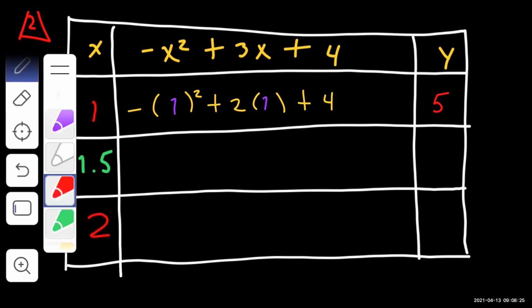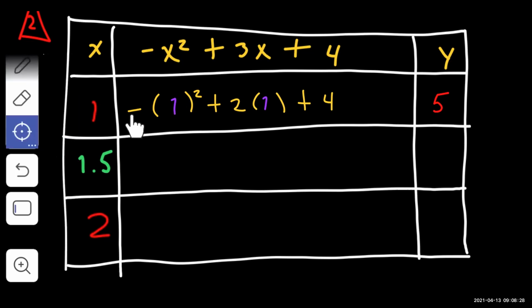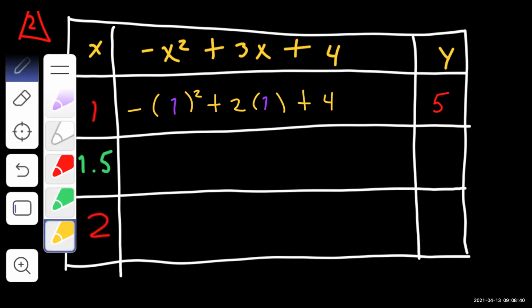Okay, it's 5. Because here, guys, you got negative 1 to the second power is 1. Okay, this is negative 1. Plus that's 2, 3. Not 1. 2. Plus 4, 5. Okay, this negative is out of this. This is still going to be negative. Be careful with that. Put the negative on the calculator like this: negative, parentheses, square, plus 2, parentheses, plus 4.